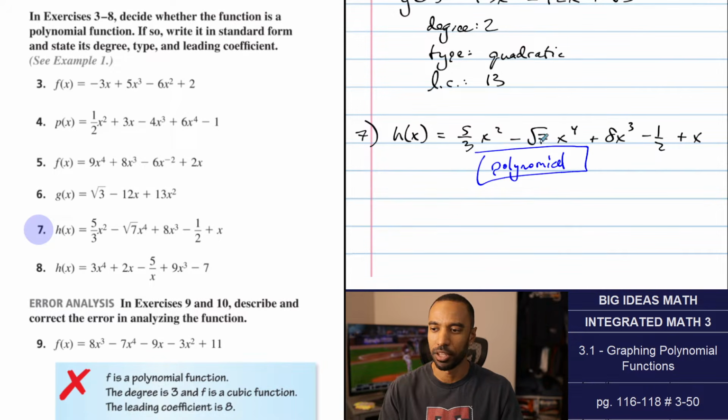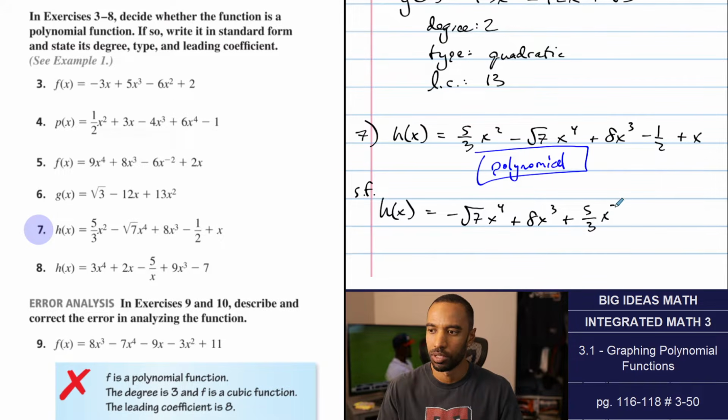Now let's find the largest one. Degree 4 was the largest. So let's go ahead and rewrite that in standard form. We'll have degree 4, degree 3, degree 2, degree 1, degree 0.